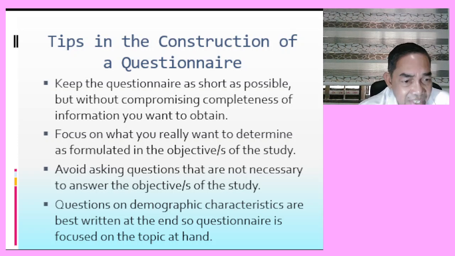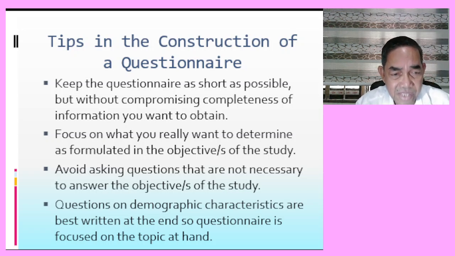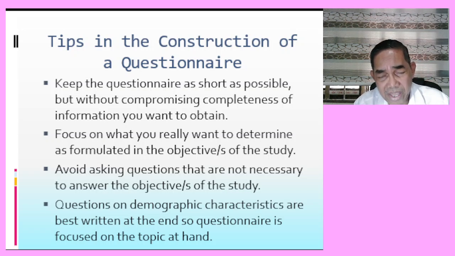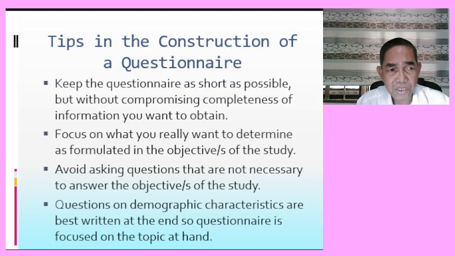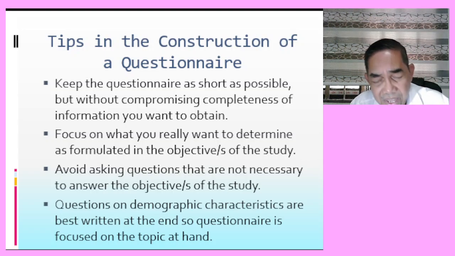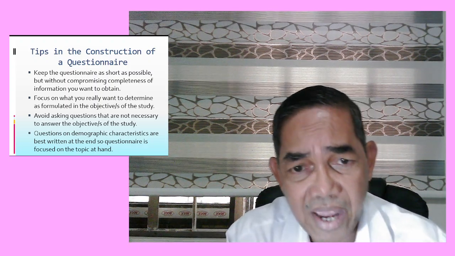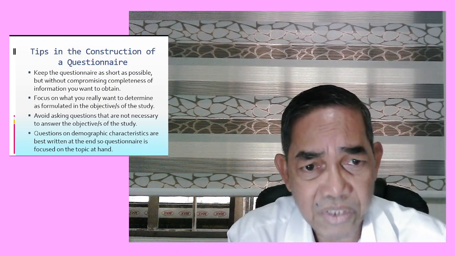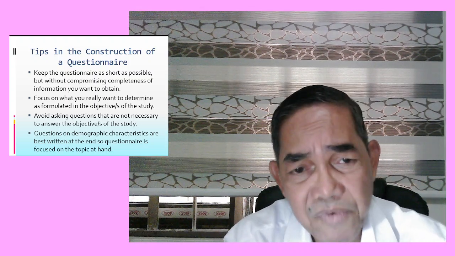Again, I'm repeating it. Questions on demographic characteristics are best treated towards the end of the questionnaire so that the questionnaire is focused on the topic at hand. Many people, especially students and even doctors, residents, faculty members, would normally begin with the demographic information: the age, sex. They say that's part 1. These are information on the clinical profile or whatever.